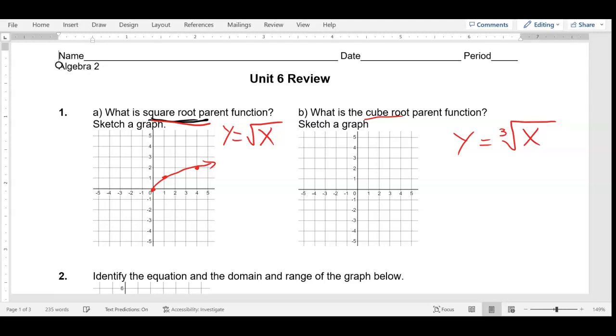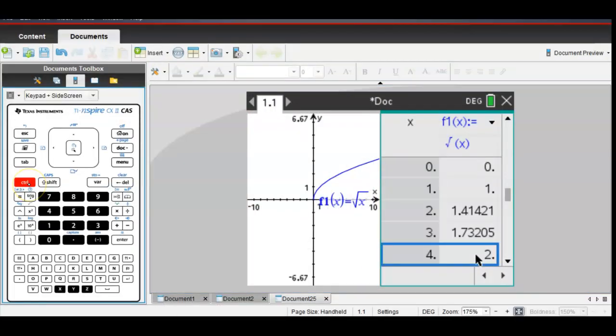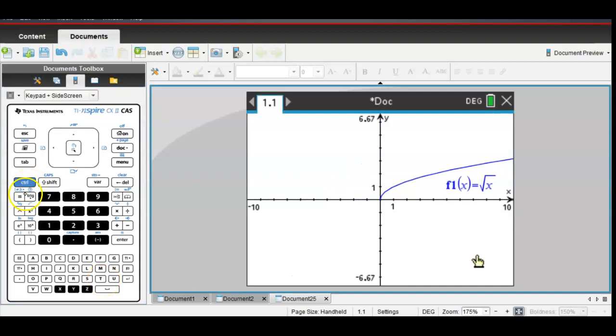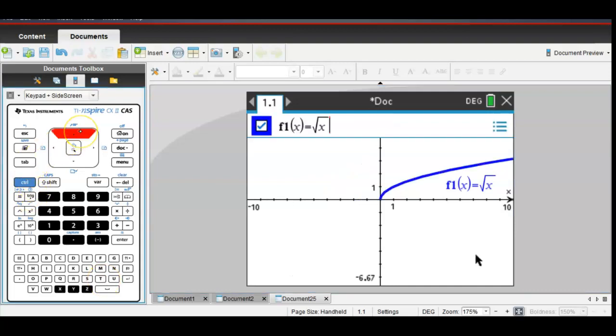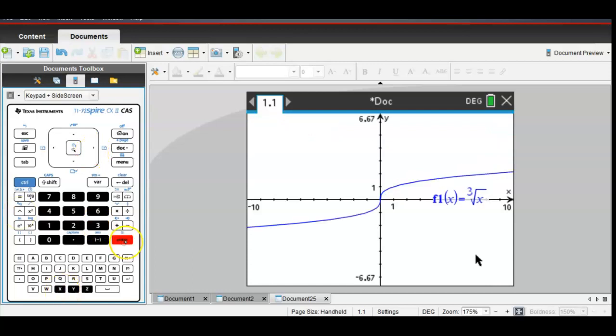But the cube root parent function is just cube root of x. Remember, parent is only x. Cube root has a cube root. So over here, instead of square root, I'm going to do Control caret so I can get the option to make a cube root. Go to the right, hit X.